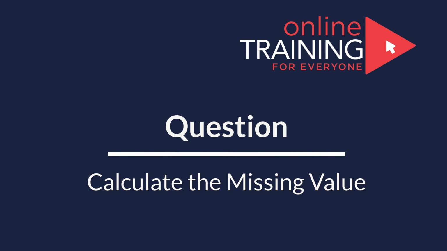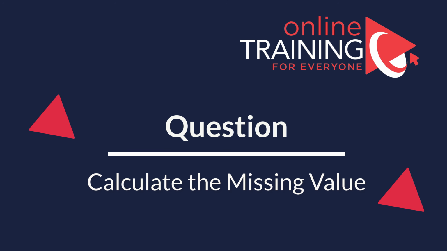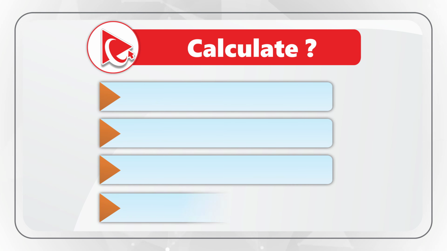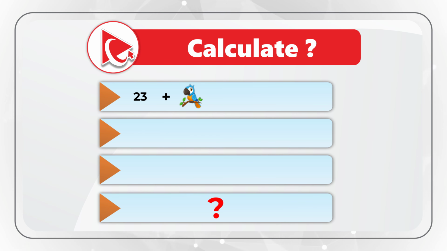One of my favorite questions is where you need to calculate the missing value. You're presented with 3 equations, and in 4th equation, the result is missing. The first equation is 23 multiplied by blue parrot plus red parrot equals 41.